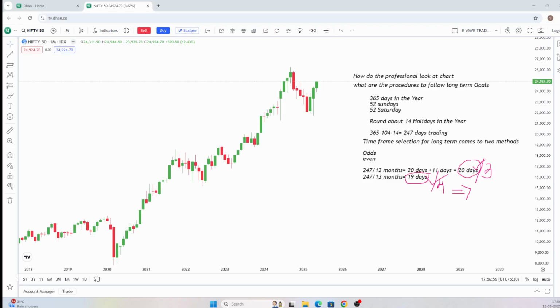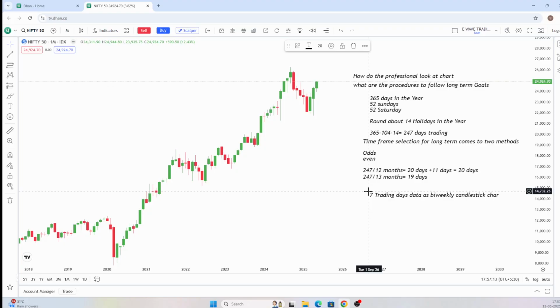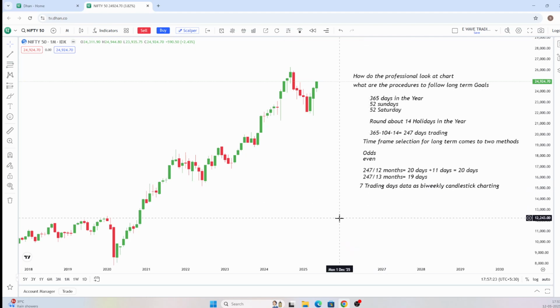So, round figure, what we do is go with the 7 trading days of data as bi-weekly candlestick charting. Whether it's a candlestick or a line chart, it's bi-weekly. The data is compressed into bi-weekly. All right, so this is how we do it. When we put this into a charting system, we come to know what is going on and what is not going on.